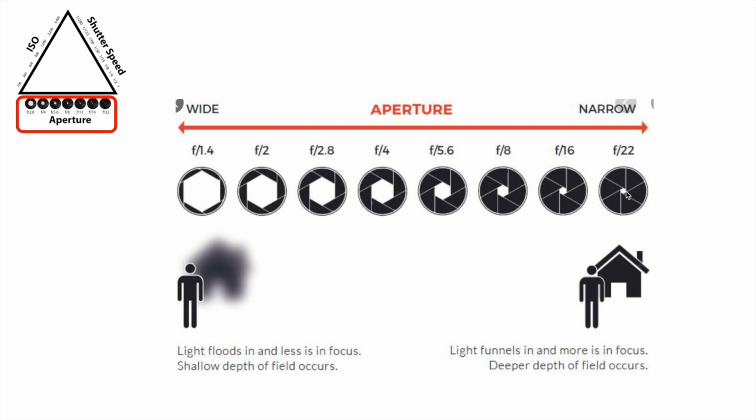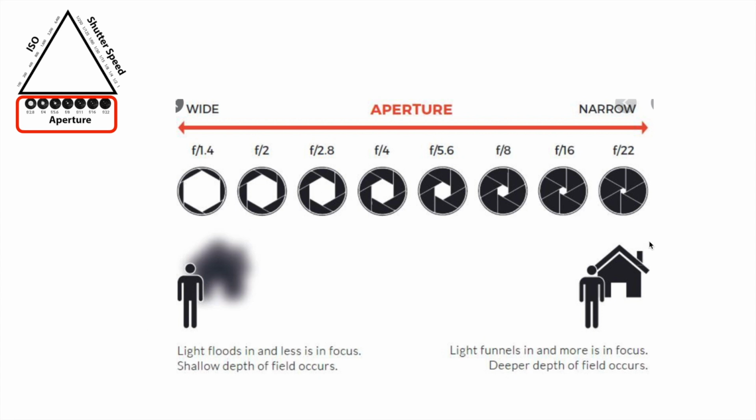So why is this important? If you have a very wide aperture or a low number, it allows more light into the camera, but it means that less of what you're pointing your camera at is in focus, okay? What we would say is it's a shallow depth of field. There might only be one or two items at the front of the image that are in focus, and everything else behind it is blurry.